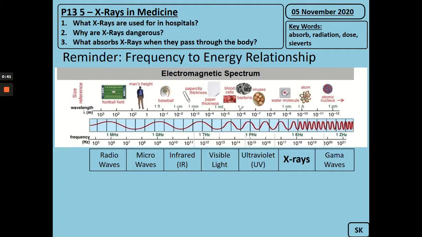Okay, so just a reminder of the frequency and energy relationship. Remember, the frequency is how many of the waves there are. Over this side, where the gamma radiation is, is the highest frequency. Over this side, where radio waves are, is the lowest frequency. So the relationship is that low frequency means low energy, and high frequency means high energy, and this is where our X-rays are, nearer the high frequency end of the electromagnetic spectrum.